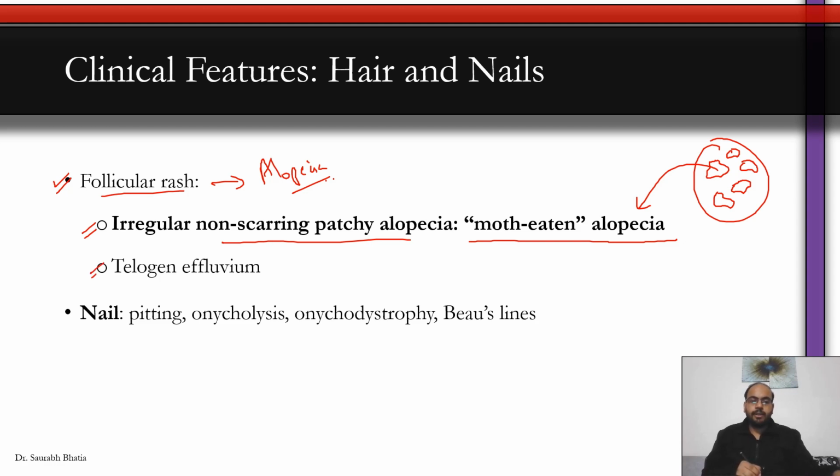It can also present as telogen effluvium if it involves a diffuse area rather than being patchy. The nails show pitting, onycholysis, onychodystrophy, and Beau's lines. We know what Beau's lines are. These are transient interruptions in the growth of the nail. They present as transverse ridges on the nail plate.